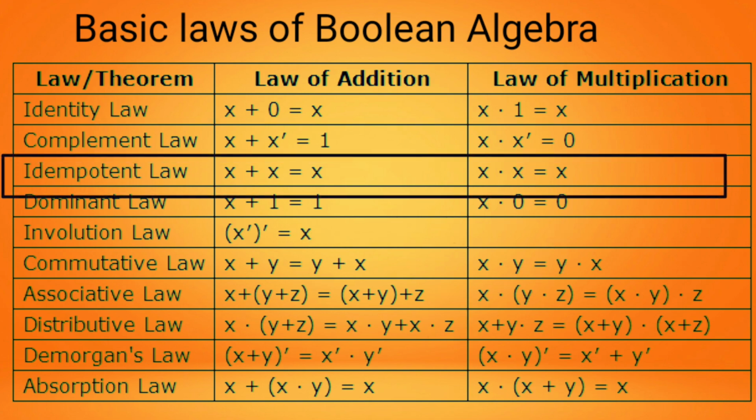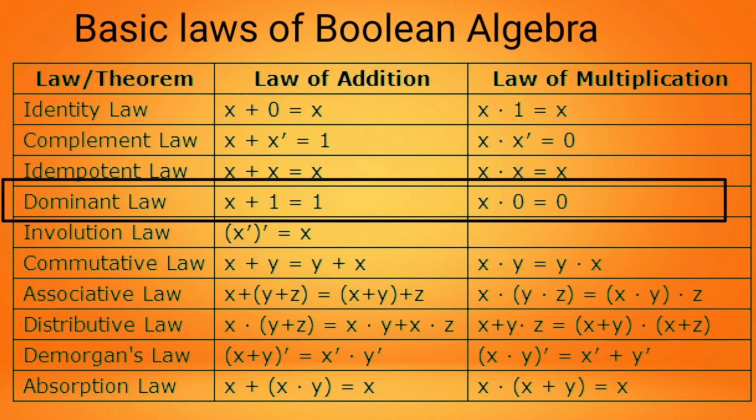The third one is idempotent law. X plus x, the answer is x, and it is obviously 0 plus 0, the answer is 0. 1 plus 1, the answer is 1. In case of multiplication, x dot x is x. If you are multiplying 1 and 1, the answer is 1. And if you are multiplying 0 and 0, the answer is 0.